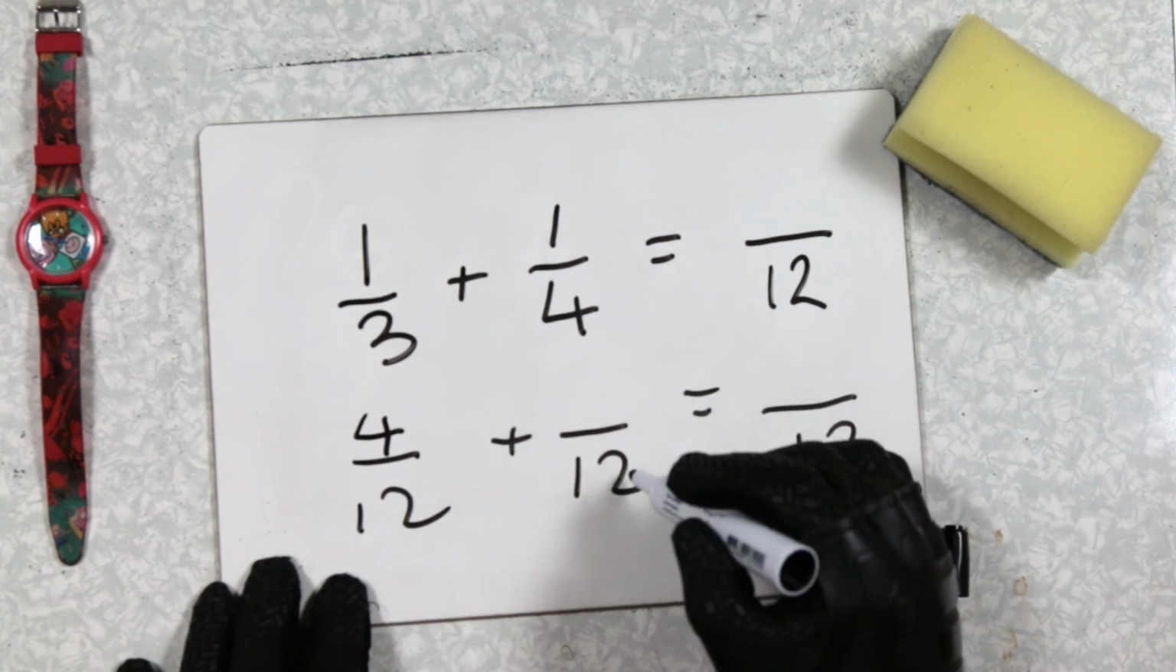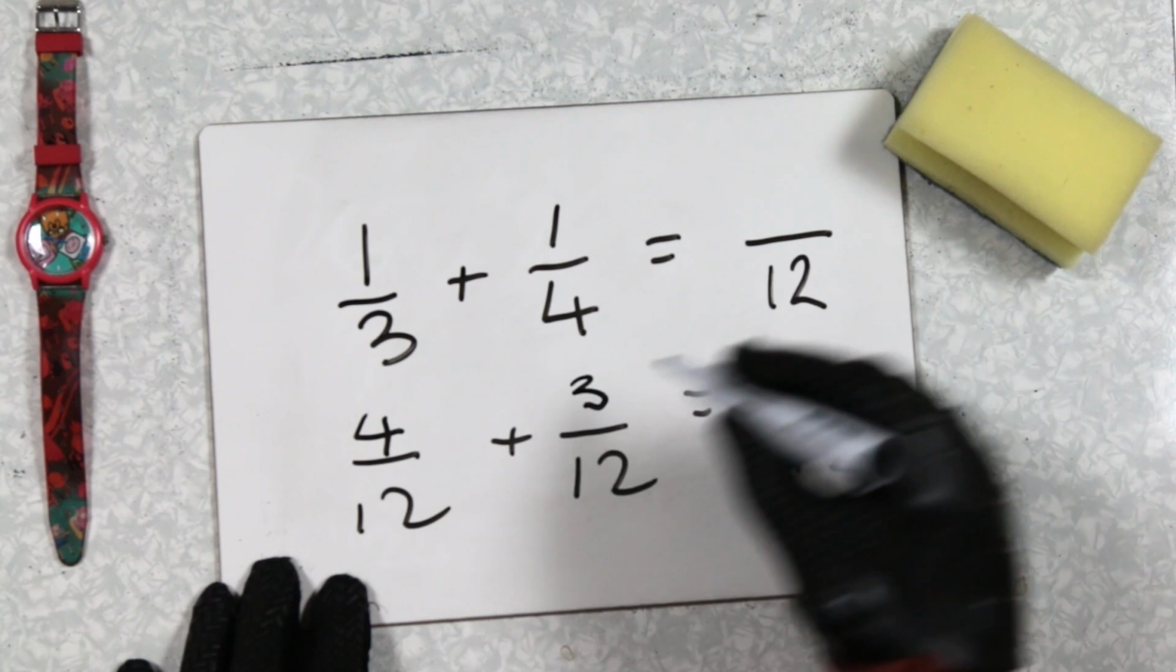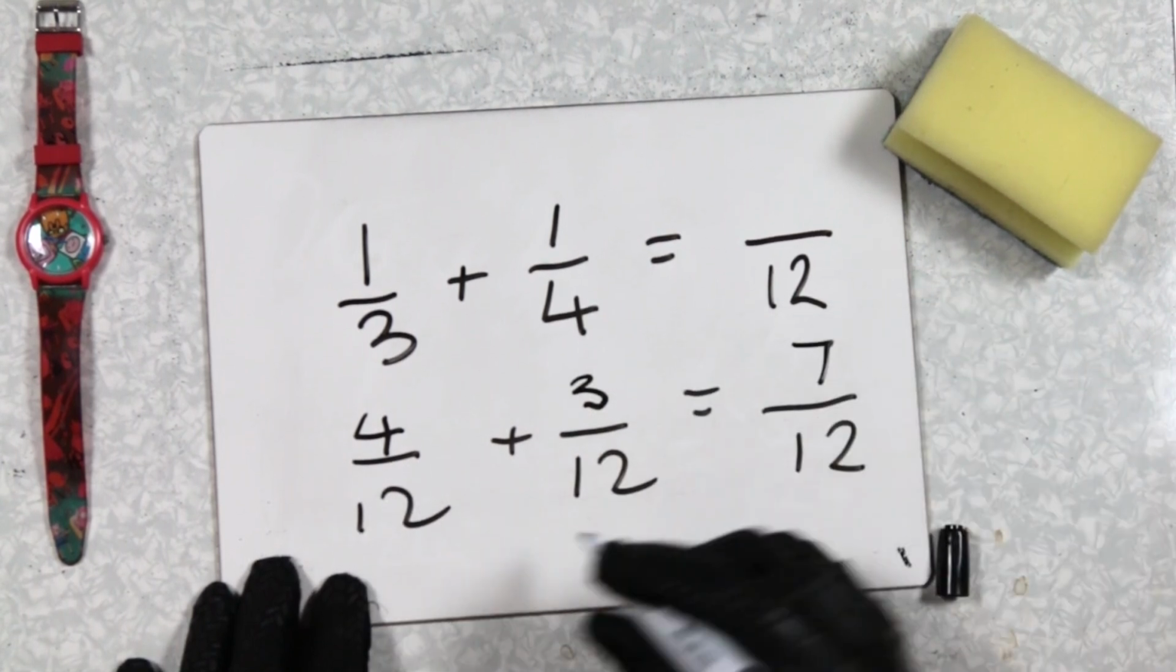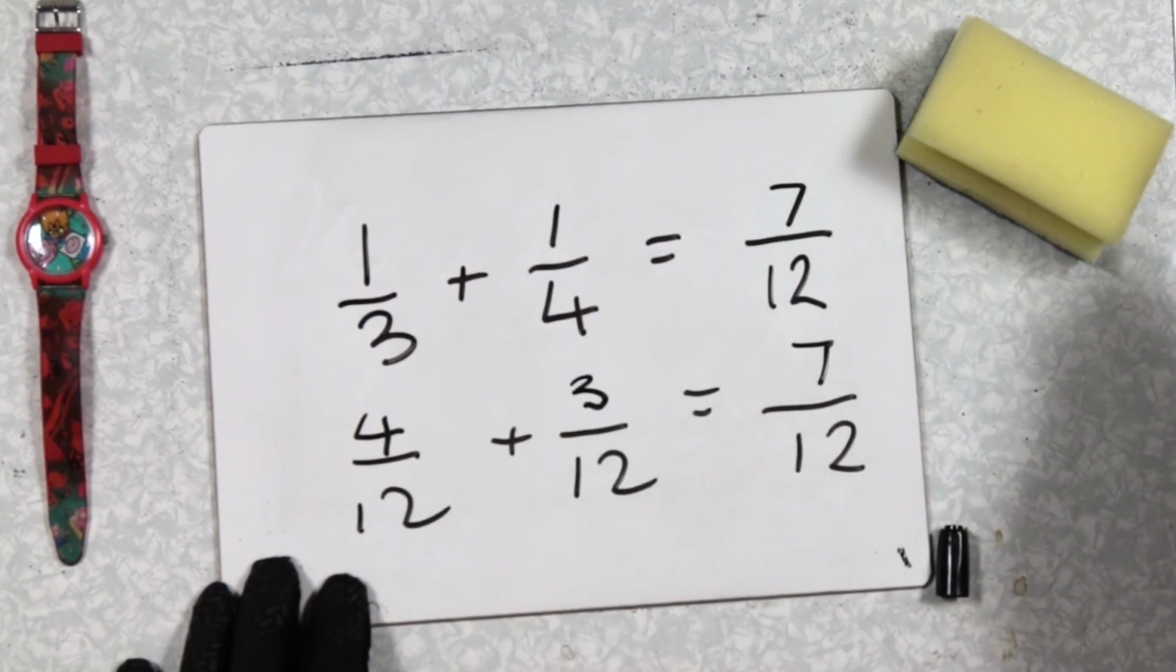How many times does 4 go into 12? 3. Multiply the numerator by 3, giving us 3/12. So 4/12 plus 3/12 is 7/12. 1/3 plus 1/4 is 7/12.